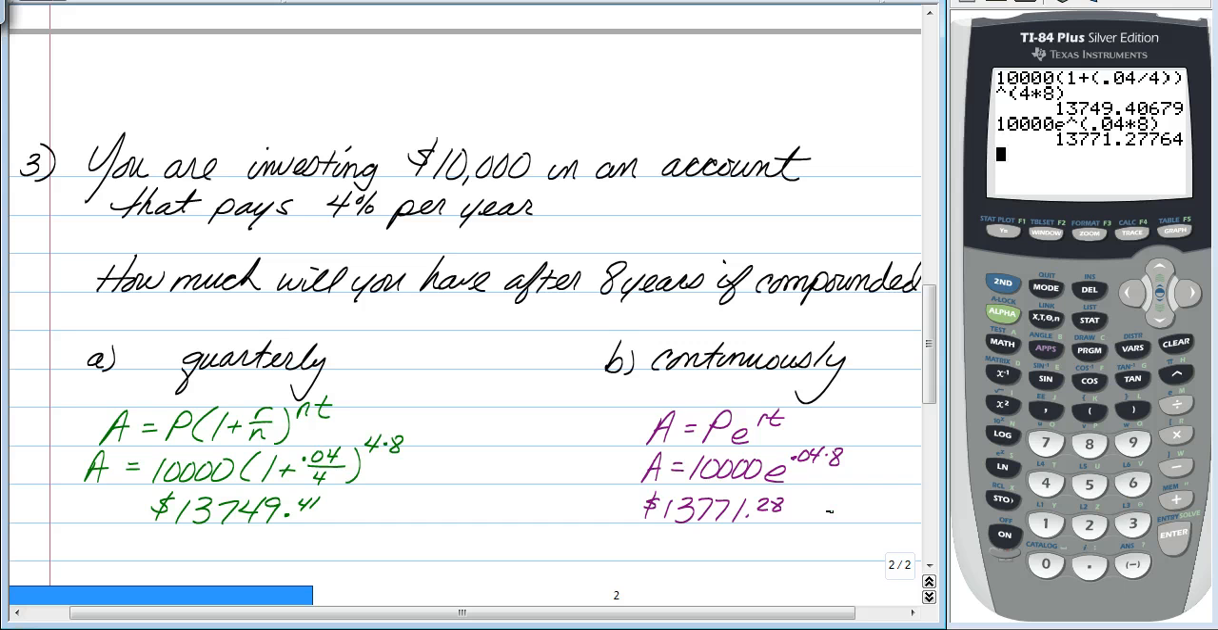When you do a problem like this, if your numbers are hugely different, I can pretty much guarantee you that you did something wrong with your calculator for one of them. They should be pretty close.